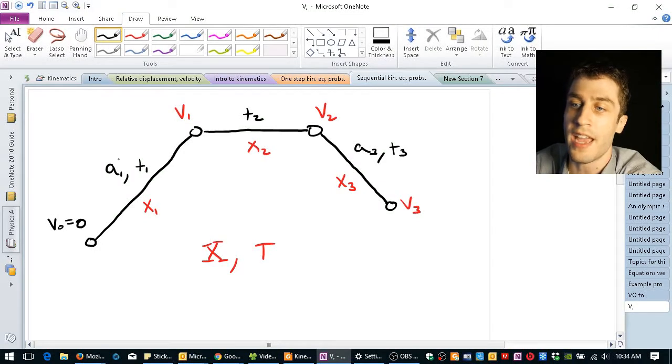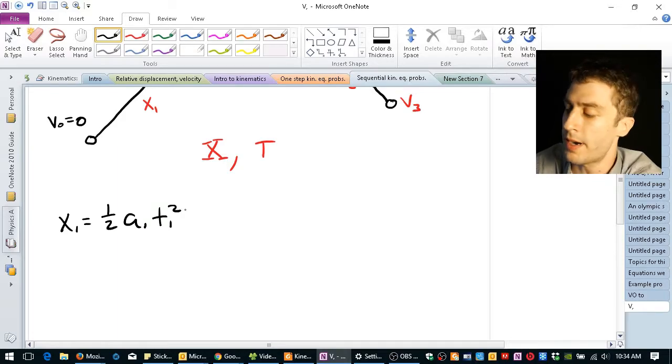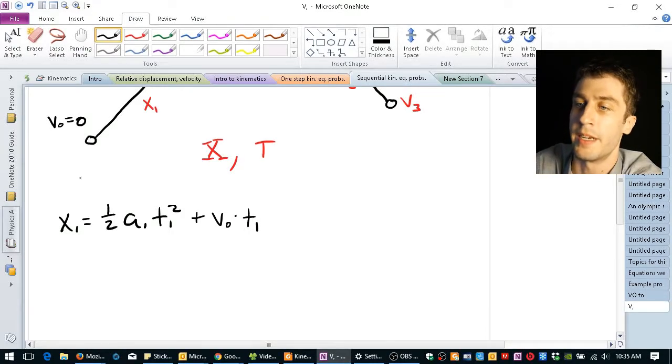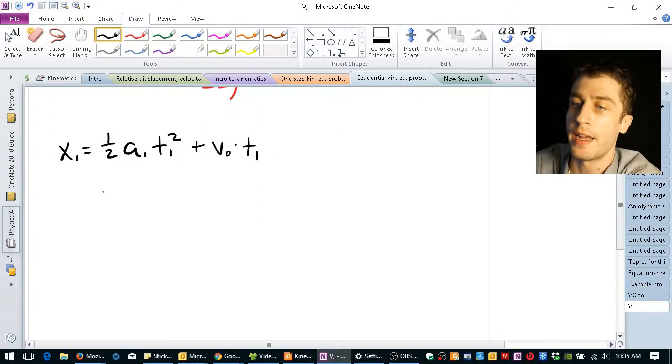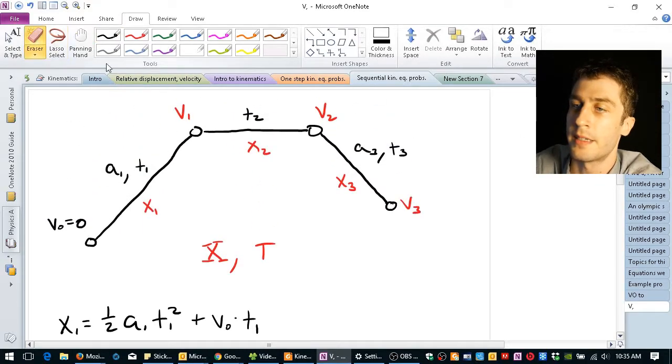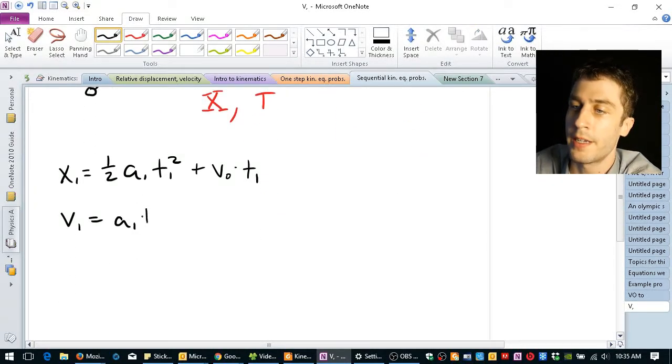So I see that we have A1 and T1, and we really are going to need X1. So let me write x1 equals 1/2 a1 t1 squared plus v naught t1. But v naught is equal to 0, so we'll erase that in a minute. Now we have x1 in terms only of known quantities. We'd also need v1. We're going to need v1 before we can solve the rest of this problem. So v1 is equal to a1 t1. Again, it's written only in terms of known quantities.